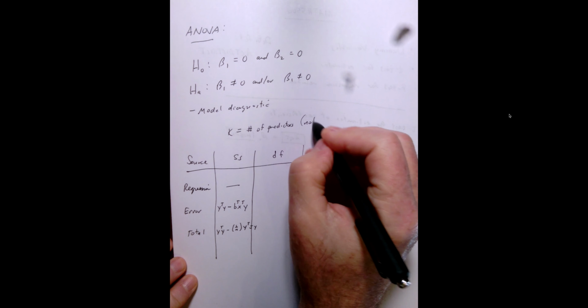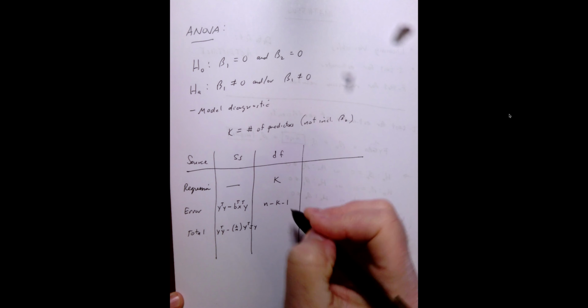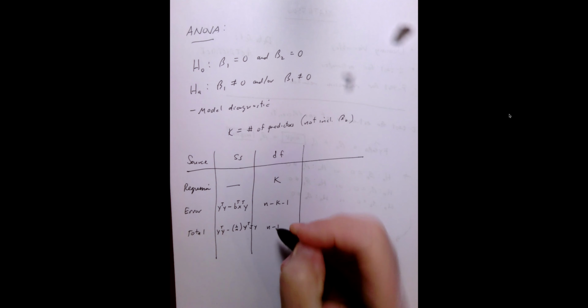Now, I think this is the easiest way to remember the degrees of freedom for the ANOVA table. Not including beta 0, because beta 0 is not really a predictor, our degrees of freedom for the regression term just turns out to be k, the number of predictors. The error term turns out to be n minus k minus 1, and the total just turns out to be, as it was before, n minus 1. So you can see that when we add the degrees of freedom for the regression and the error terms, we get n minus k minus 1 plus k, which gives us n minus 1.